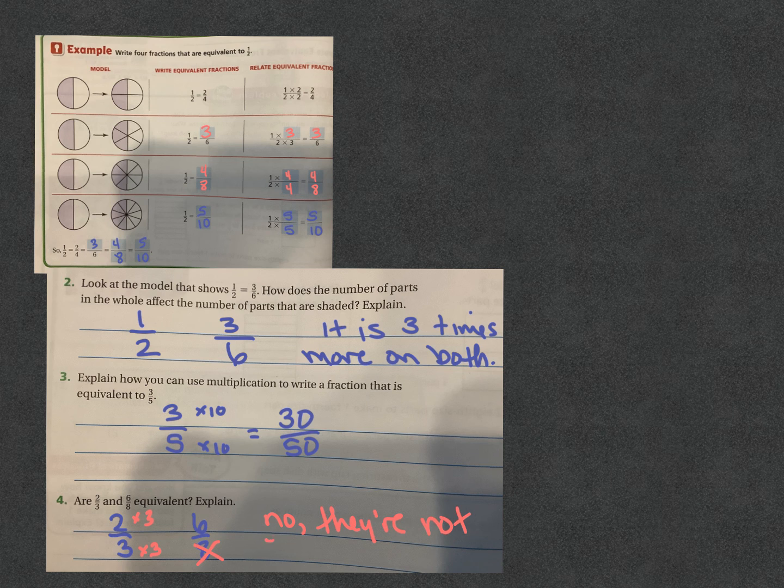So as soon as I see that happen, I can say, no, they're not equivalent. How can I explain? I guess I can put down that the equivalent would be 6/9. I can put what the correct one would be. 6/9 would be equivalent.